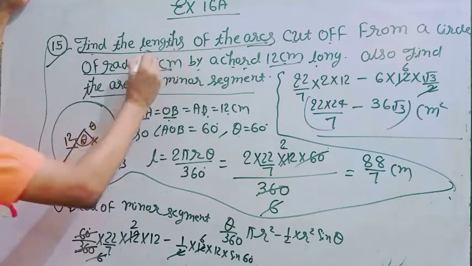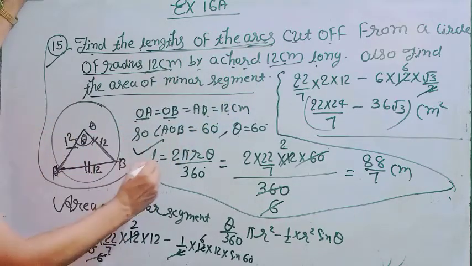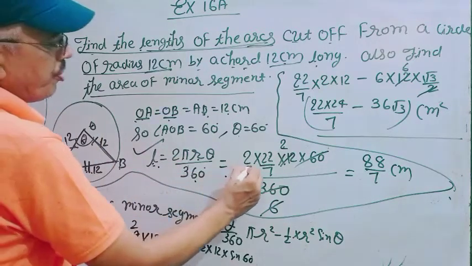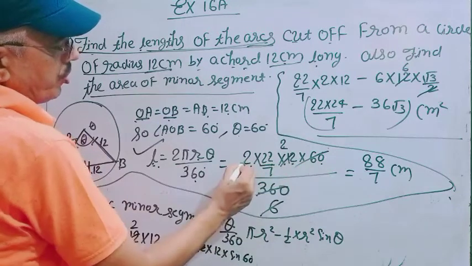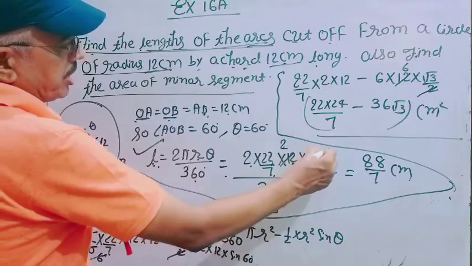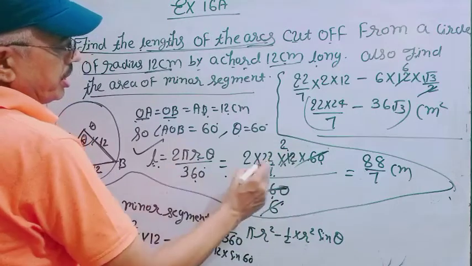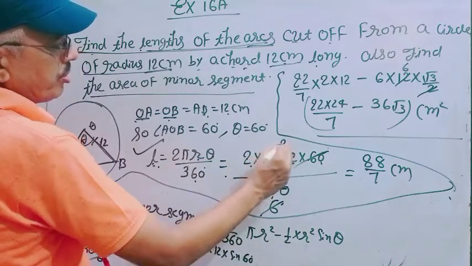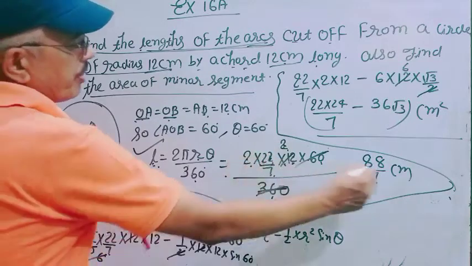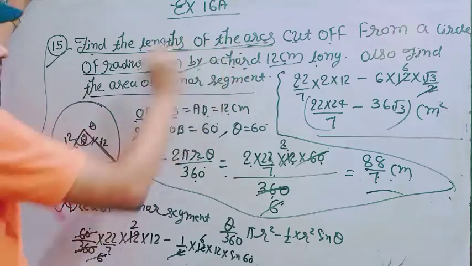Your first question is: find the length of the arc. What is the length of the arc? That is denoted by L, and L is equal to 2 pi r theta by 360. So I write here 2 into 22 by 7 into 12 into 60 by 360. This 6 into 60 is 360, and 6 2's are 12. That means 2 into 22 into 2, that is 44 into 2, 88 by 7 centimeter. It is the length of the arc. It is your first question.